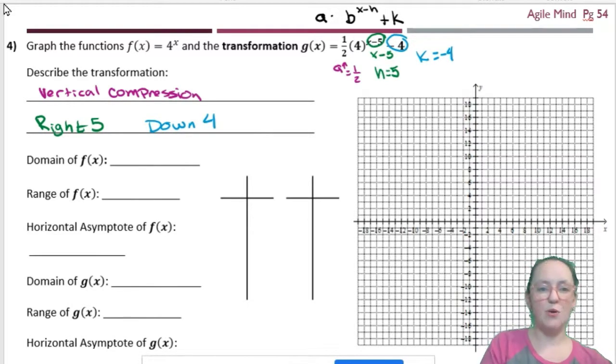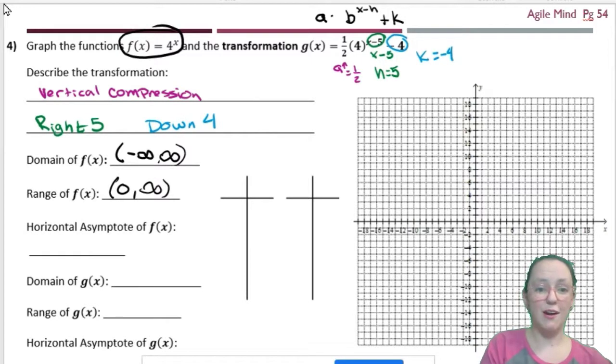So there's a few things we know already right here. Our domain of our parent function, being this 4 to the x up here, is always going to be from negative infinity to positive infinity. And our range of our f of x function is always going to be from 0 to infinity. The domain and range are not going to change on our parent function. And also what's not going to change is our horizontal asymptote. It is always going to be at y equals 0. So it's going to be this line right here. We're not going to cross that when we're drawing our parent function.